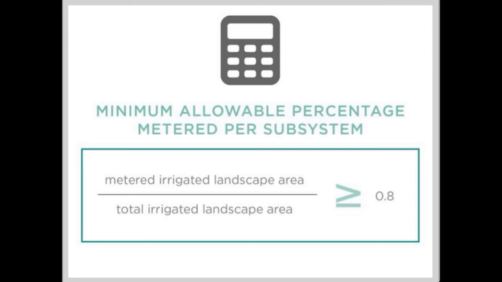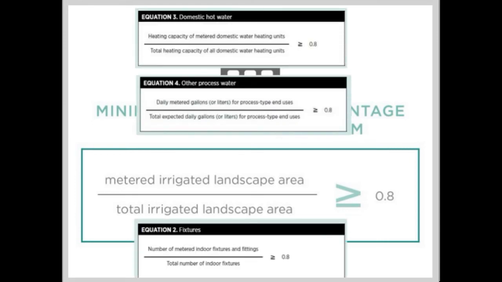Using the formula you see on the screen, project teams should determine how much of the total water system will be submetered by comparing the submetered portions with total landscape area, number of indoor fixtures, domestic water heating units, or process use quantities. Note that unirrigated landscape areas should not be included in either the numerator or denominator of this equation. There are more equations for indoor fixtures, domestic water heating systems, and process-type end uses. Just remember the right-hand side of the equation, 80%. That's the requirement to earn the credit.